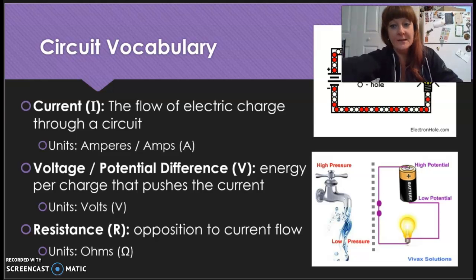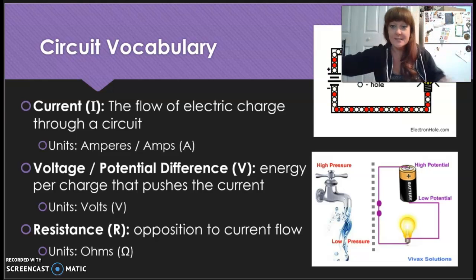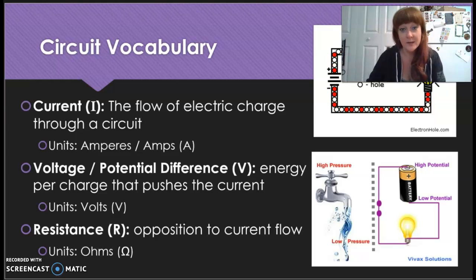And current, since it's the flow of electrons, is the same everywhere in the circuit if that circuit is one single loop, if it's a simple circuit. So the current, the rate of flow of these charges, is going to be the same at every point along this circuit, at every point within the same wire.